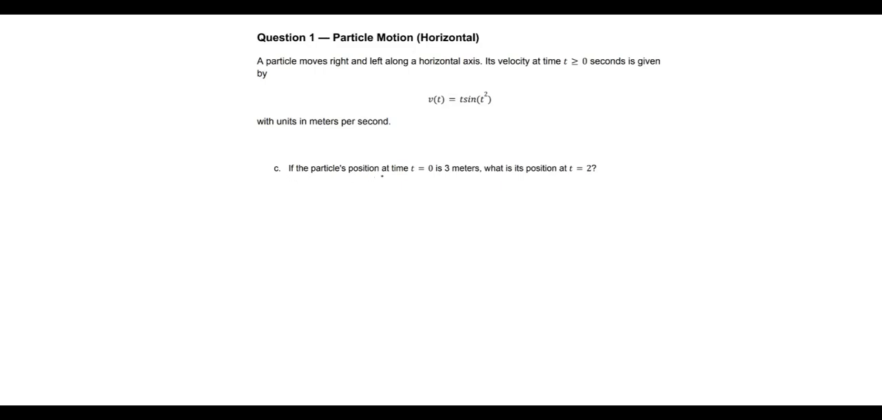Part C says, if the particle's position at time t equals 0 is 3 meters, what is its position at t equals 2? Well, we of course have our velocity equation here. And if we want to find the position, we're going to integrate. Once we integrate, we're going to get a plus c. That's where this first part comes in. By using t equals 0 and 3, we'll be able to figure out what c is. Once we know what c is, we'll be able to plug 2 back in and finally finish this question. So let's go ahead and integrate.